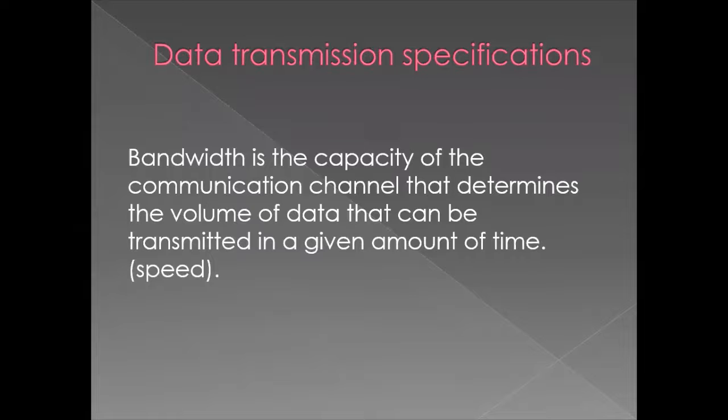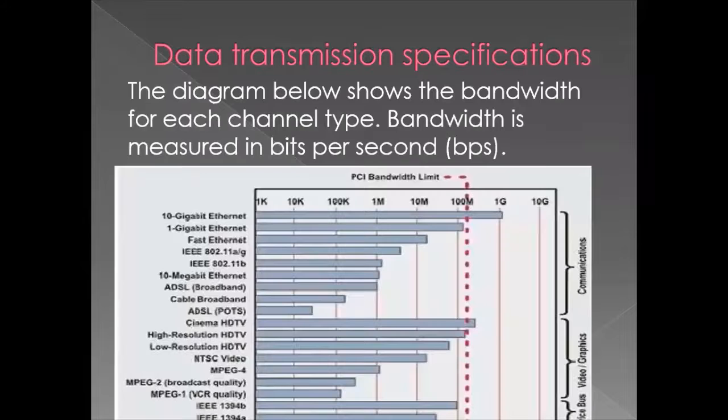So let me discuss. Bandwidth is the capacity of the communication channel that determines the volume of data that can be transmitted in a given amount of time. That is, how much data can be transmitted in a given amount of time. That is called speed. The speed at which you can download something, the speed at which you can upload something, is determined by the bandwidth. You should know this definition.